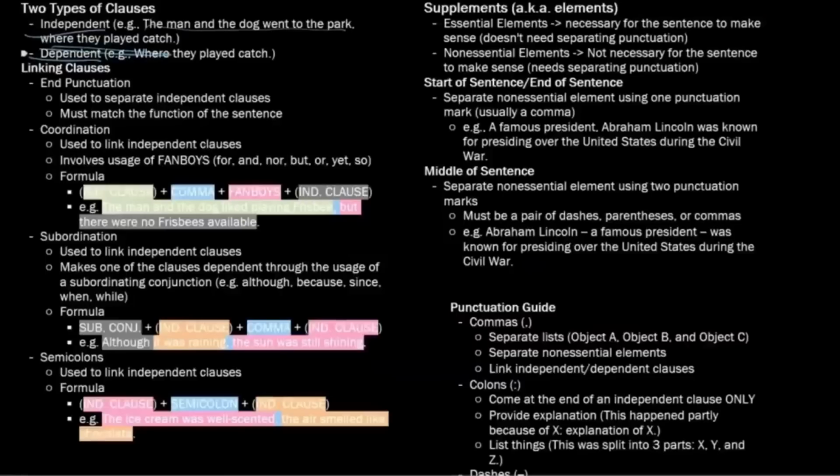If I just said "where they played catch," it doesn't make sense. Okay? Just think about it in your head. It doesn't make sense. You wouldn't say that, right? So a dependent clause is something that requires some other clause, some independent clause, to qualify it. So it makes sense, right? The "where" is now answered by "to the park."